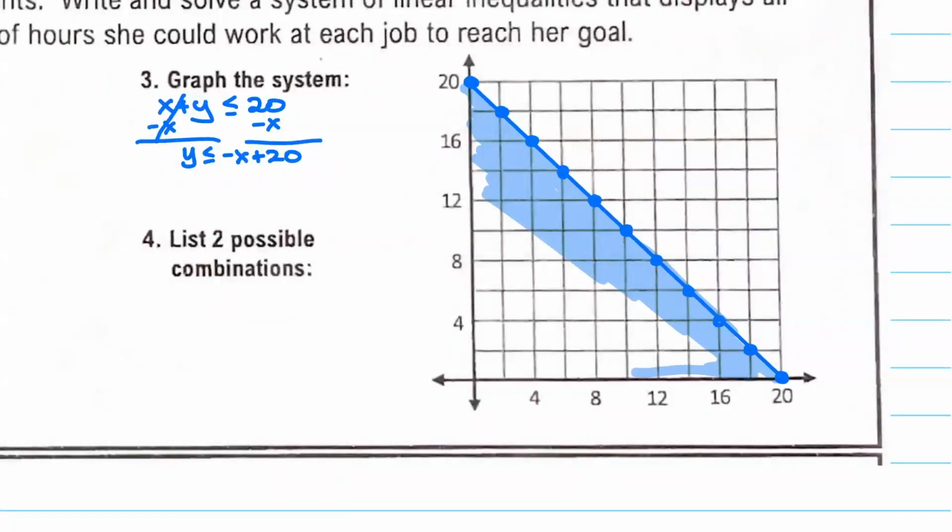And while that's true, when the lines get really close to each other, it does get a little confusing as to which side to highlight. So I like highlighting the line first and then deciding which side I want to highlight afterwards. And you'll see why that's important in a little bit.